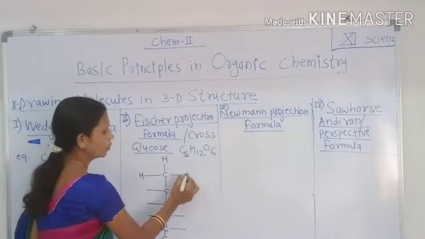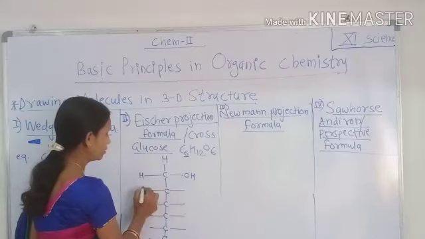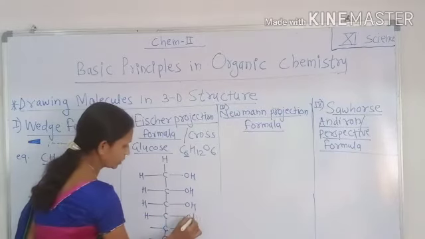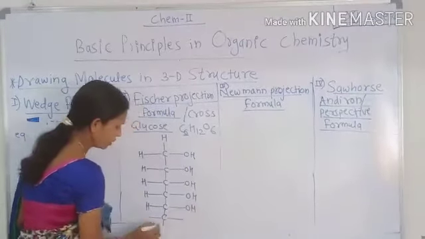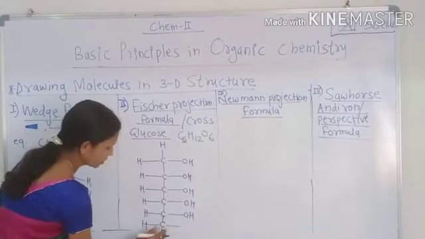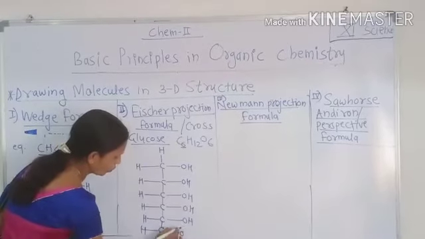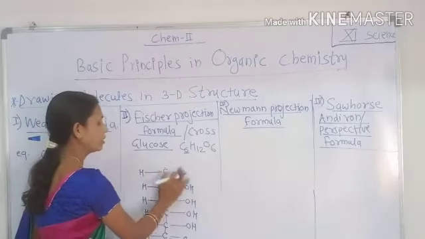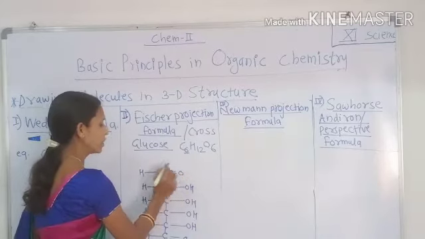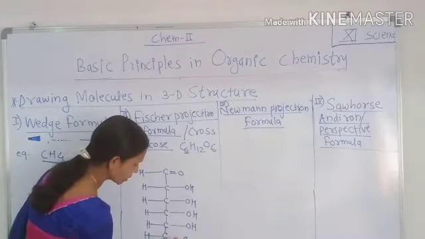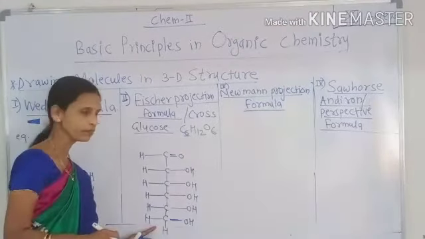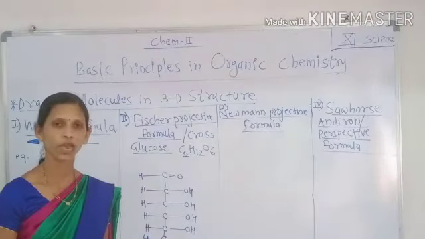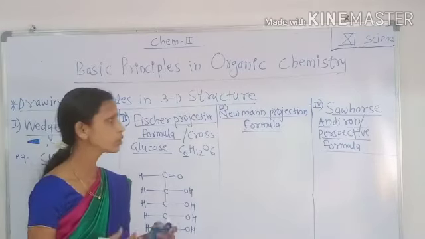That is CH2OH, then CH, OH, CH, OH, CH, OH, CH, OH, and the remaining last one is CH double bond O. An aldehyde group is present at the end. We can write the same structural formula as a Fischer projection formula. Here the CHO group is there, and the CH2OH group is written at the bottom. That is the Fischer projection formula for glucose.